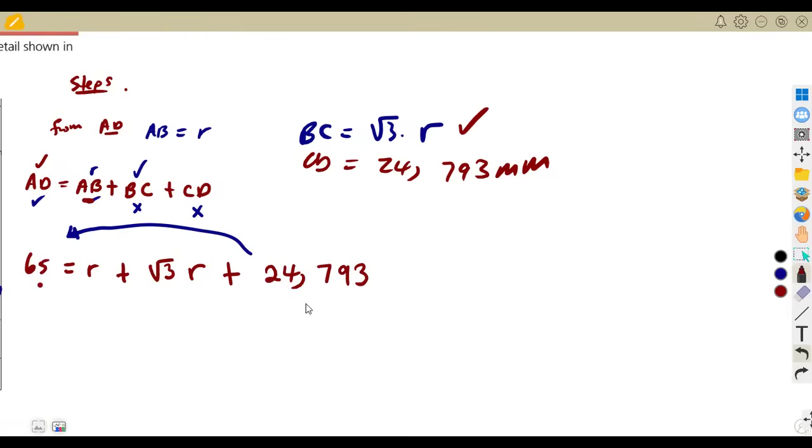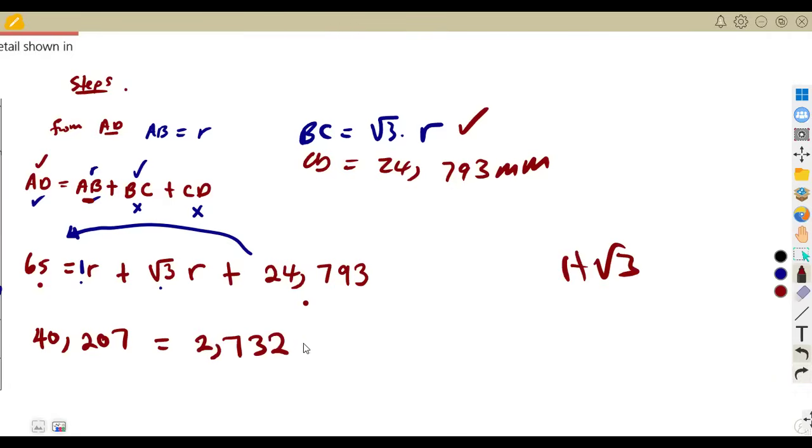So it's 65 minus this. So you are going to subtract these two, and that is going to give you 40.207, which is equal to, here you just add 1 plus the square root of 3, since R and R are the same there. So 1 plus square root of 3, as a decimal, is 2.732 to 3 decimal places. So that's it. We can have our radius, guys, by dividing this by 2.732 both sides.